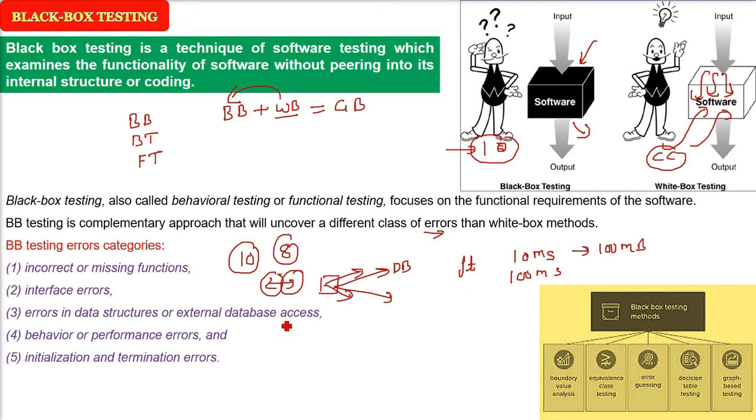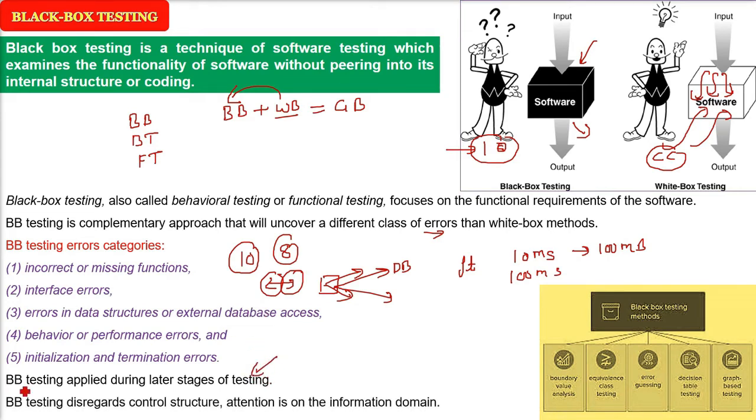Initialization and termination errors. How does a work start? How does a work end? How does a function start and end? That means behavior. That kind of error can be generated by black box testing. So black box testing is generally applied after all the testing is over. Because black box testing is not aware of control structure, its attention is totally on the information domain, the functional domain. So we have different kinds of black box testing and we'll be discussing a few of them.